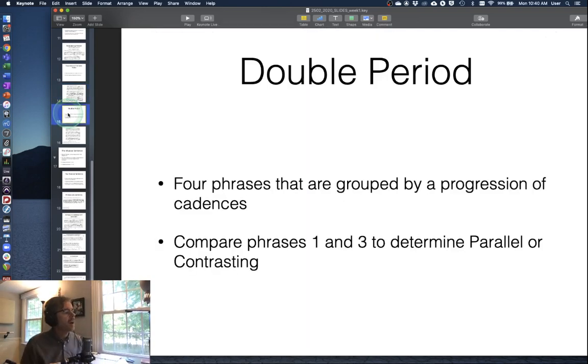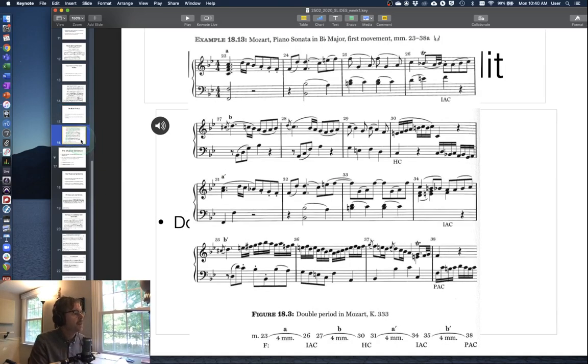Double period is a 4-phrase group that has a progression of cadences where the last one is the most final one. And so let's look at phrases 1 and 3 to determine parallel or contrasting. So let's look at this one.